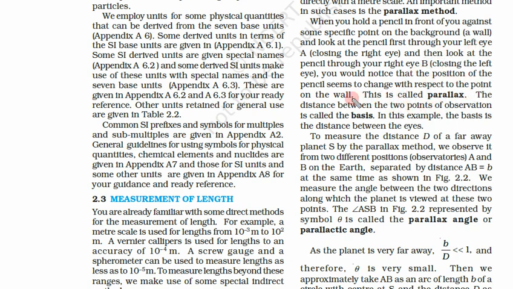So this is written here. This is called parallax. The distance between two points of observation is called the basis. In this example, the basis is the distance between our two eyes. So we have this pencil, which we were seeing with our left eye and with our right eye. This distance between these two points is called the basis. Okay, this is our basis. So the basis is the distance between these two points.